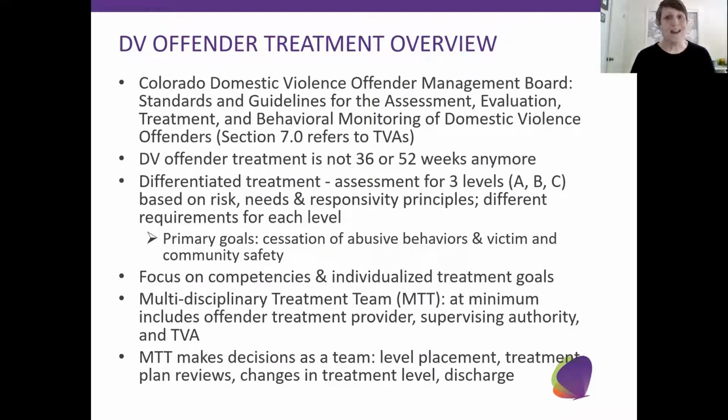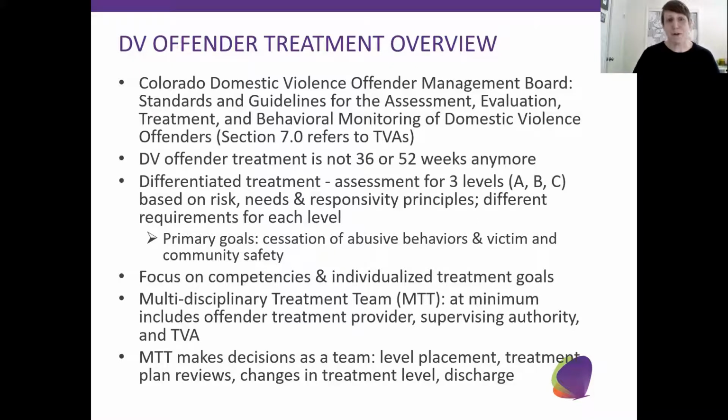So DV offender treatment is not 36 or 52 weeks anymore. For quite a while now, we've had differentiated treatment levels. There are 3 levels for offenders, either A, B, or C, and C is the highest level. It's based on risk, so there are different requirements at each level. As I mentioned, the DVOMB has a lot of great resources on their website, and they also provide free trainings on the standards, learning about risk, learning about measuring that, and how it all works. I encourage you all to check that out because it's a great resource.